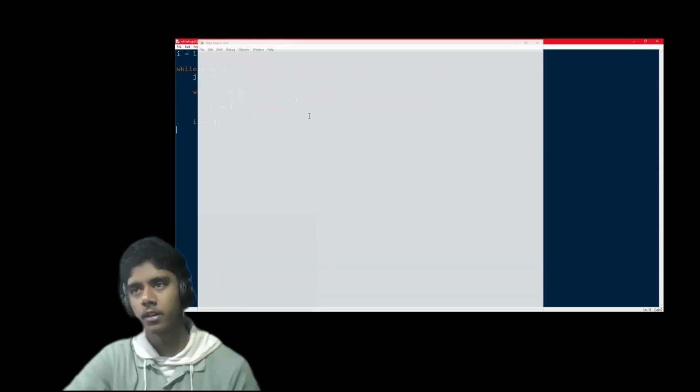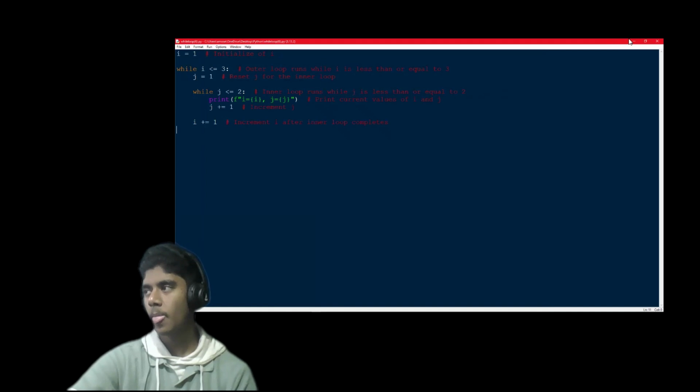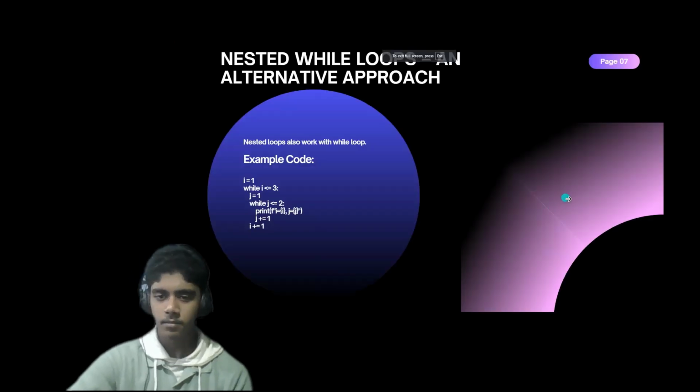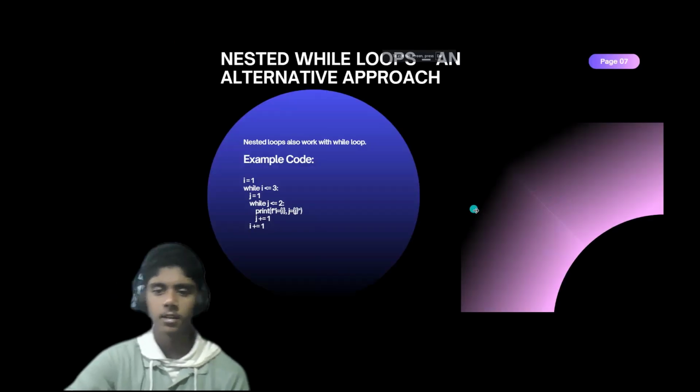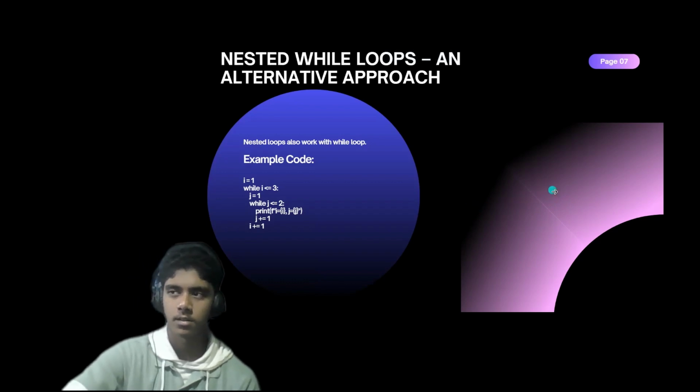The output of the following program is as such. This behaves similarly to nested for loops but allows more control over our conditions.